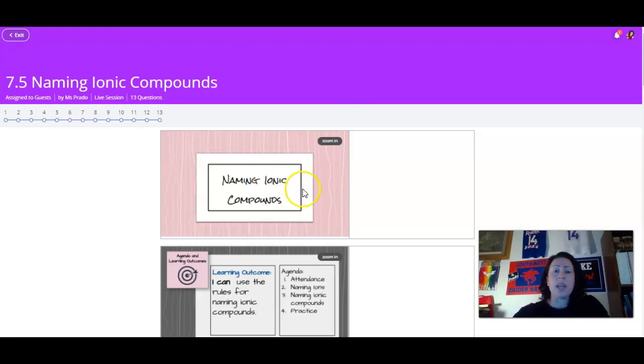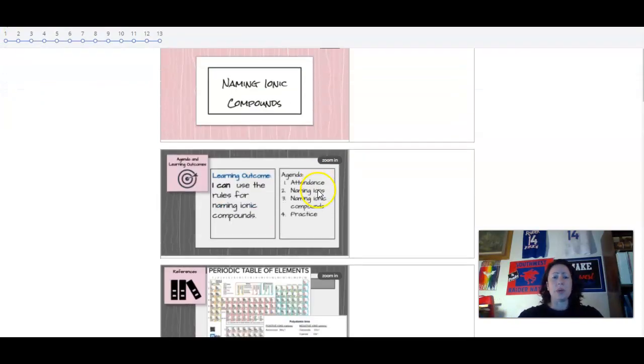We're going over naming ionic compounds. We did talk about ionic compound bonding before, but we didn't really do naming. We did covalent naming in the last unit, or last class. Naming ionic compounds is going to be just as easy. So let's look at what we're doing.